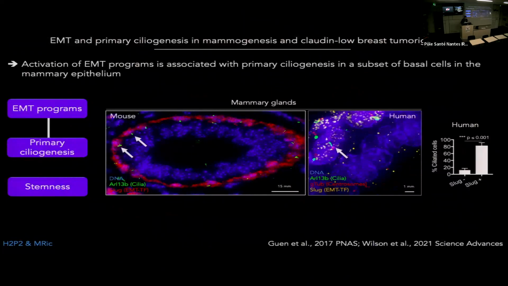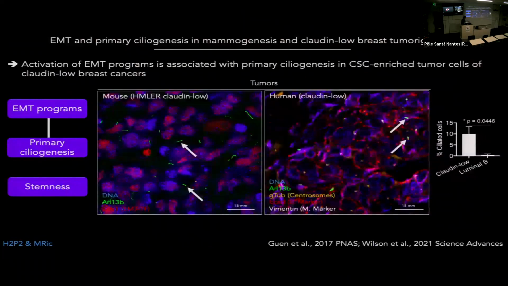We've shown after that activation of EMT programs is also associated with primary ciliogenesis in cancer stem cell-enriched tumor cells of Claudin-low breast cancers, either in mouse tumors or in human tumors. And I have to say that we assembled a unique cohort of Claudin-low breast cancer for that. And we developed strategies to stain primary cilia on paraffin sections of these tumors that you can see here.